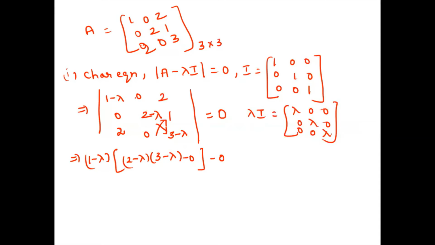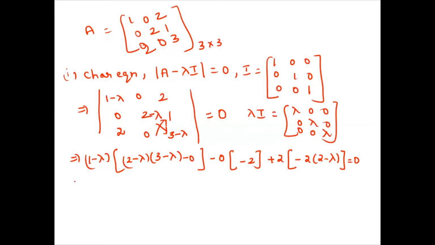After that, minus 0 into 0. Anyhow, 0 multiplied by anything is nothing but 0, right? So actually this is minus 2 only, because just to see how to multiply: 0 into 3 minus lambda minus 1 into 2, so that is minus 2. Plus 2 into 0 into 0, 0 minus, minus of 2 into 2 minus lambda. 2 into 2 minus lambda is equal to 0, right? So this is the expansion of this determinant.